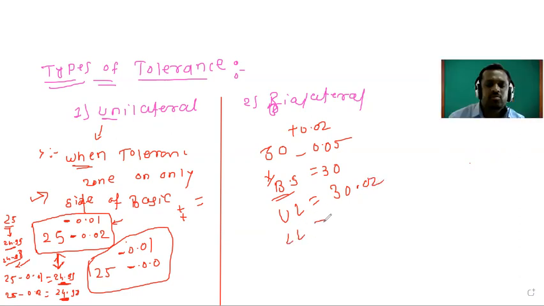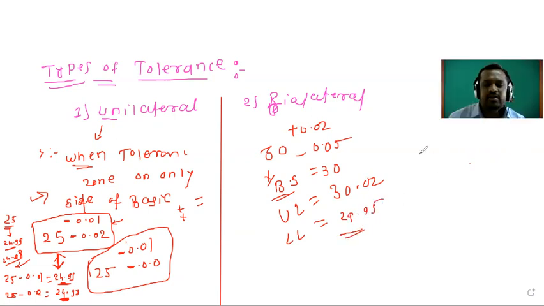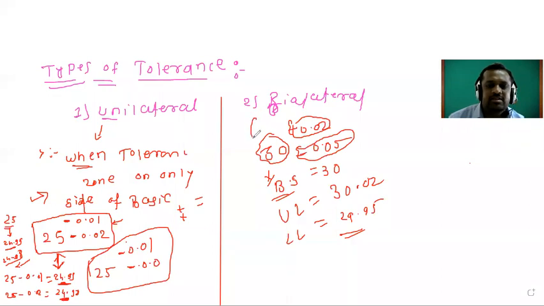And the lower limit will be 29.95. 95 is the lower limit. Now see here in this example, this is the basic size with two limits. The sizes of that part will be shown on both sides, meaning we are giving the tolerance on the upper side and also on the negative side. So that is called the bilateral tolerance.